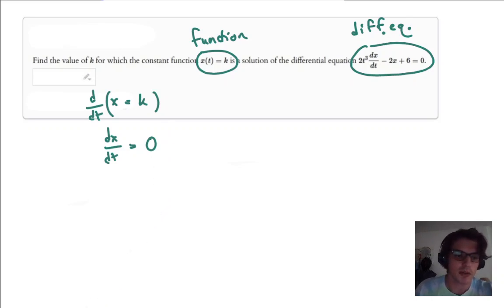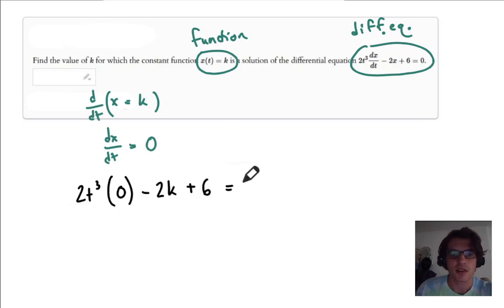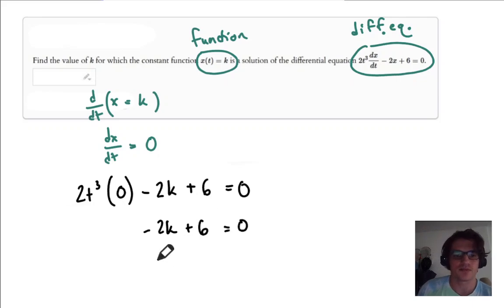And so now we can plug in. We have 2t cubed, dx dt is 0, minus 2x we know is k, plus 6 equals 0. So 2t cubed times 0 is 0, negative 2k plus 6 equals 0, negative 2k equals negative 6, k is equal to 3.